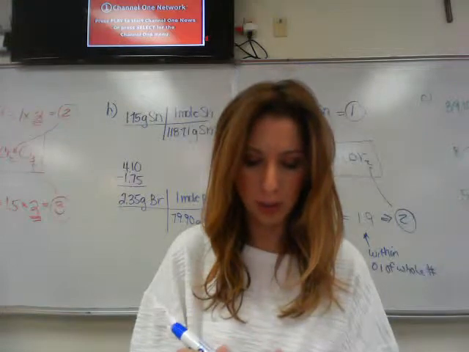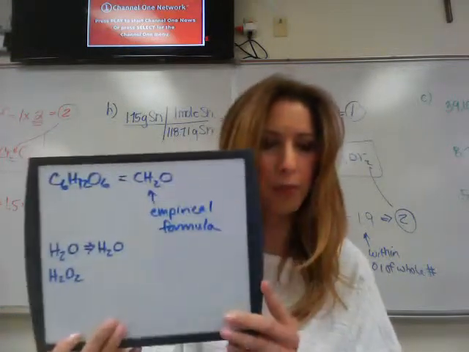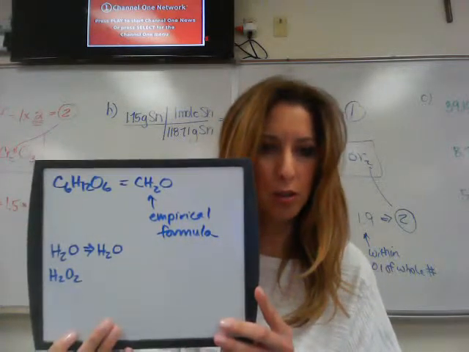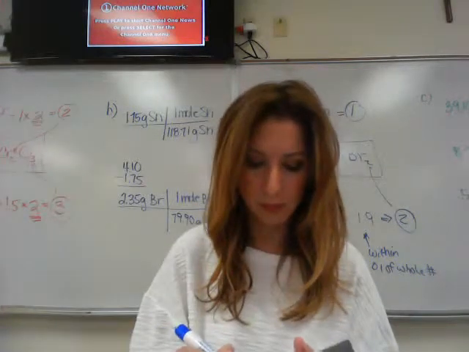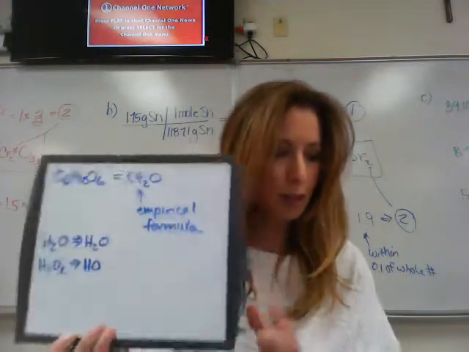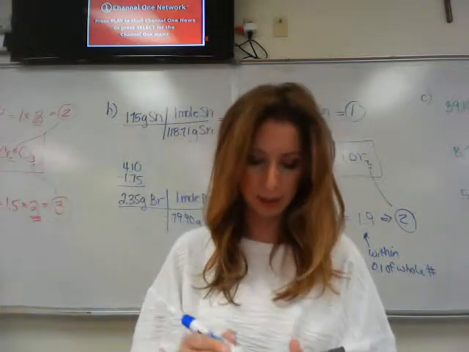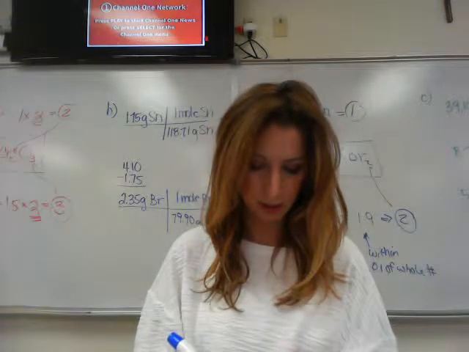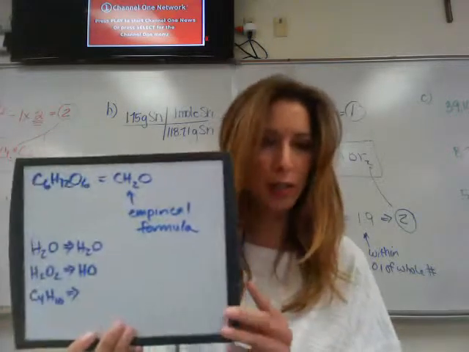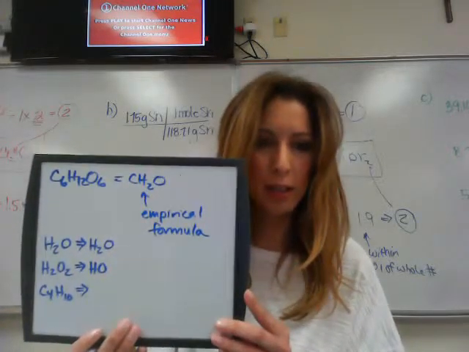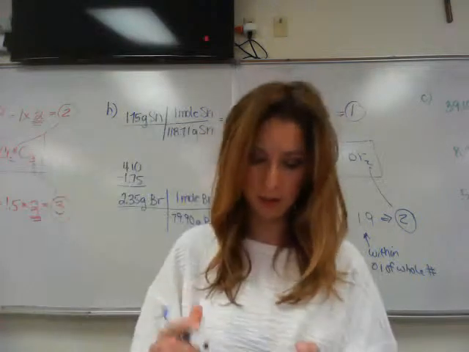H2O2, or hydrogen peroxide, is the next example. This can be simplified to HO. And the last example is C4H10. C4H10 can be simplified to C2H5.